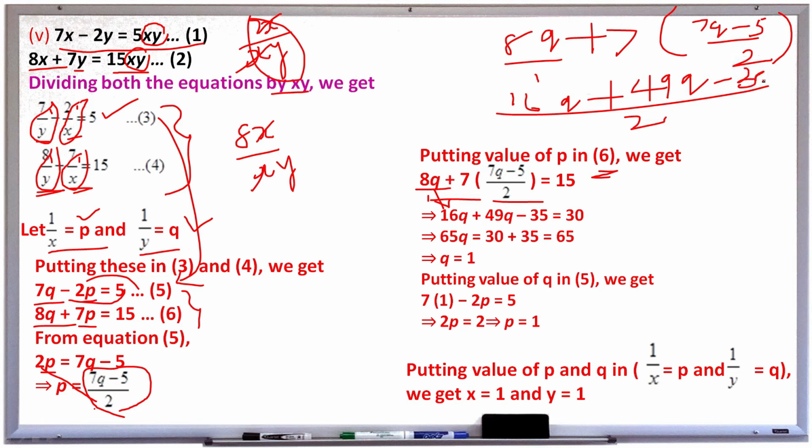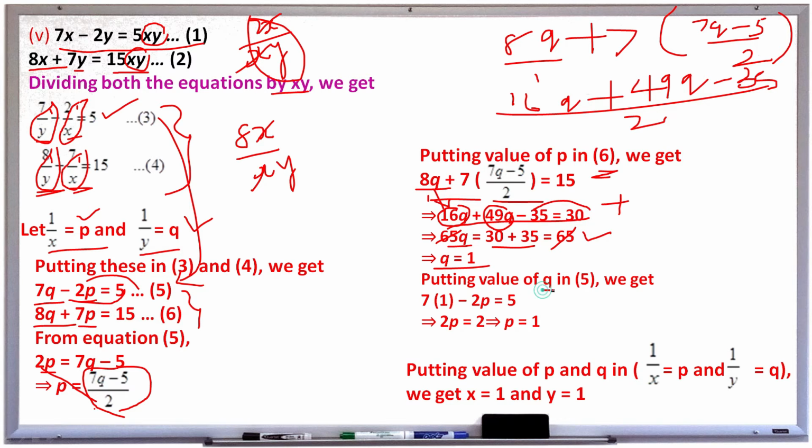So like this you can simplify the equation. Afterwards these two are like terms, 49q and 16q can be added, it will become 65q. This minus 35 bring to the right hand side, it will become plus 35. Now 30 plus 35 is 65, 65q is equal to 65, 65 will get cancelled, so q is equal to 1.